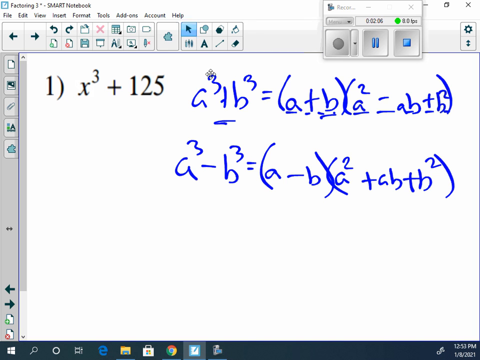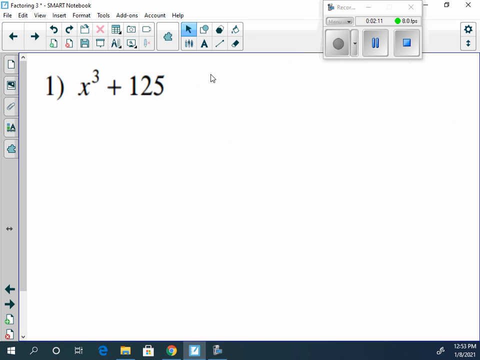Now, unfortunately, I can't leave this up here on the board because I'm going to need the space. But I do have it written down here on the whiteboard so that y'all can reference back to it or write it down.